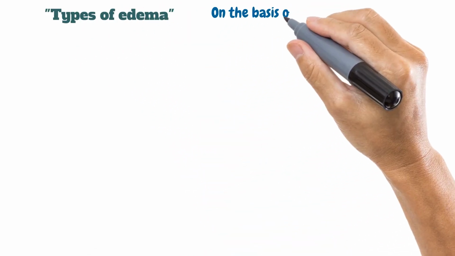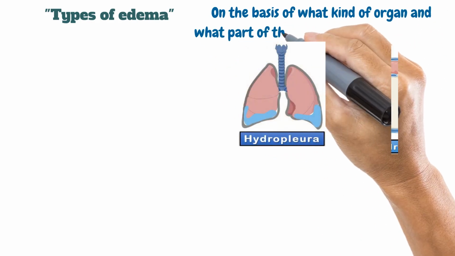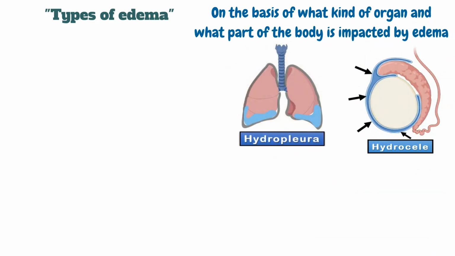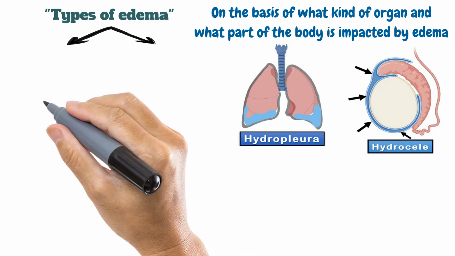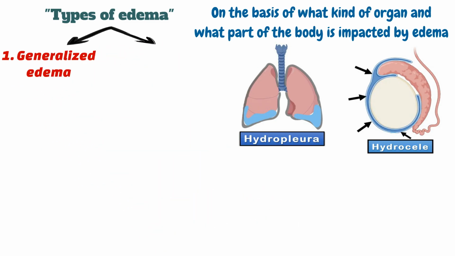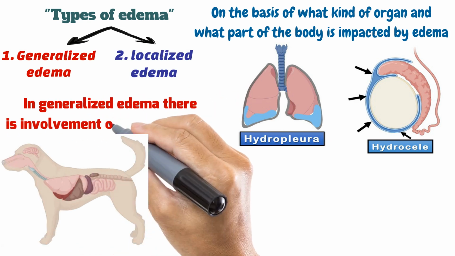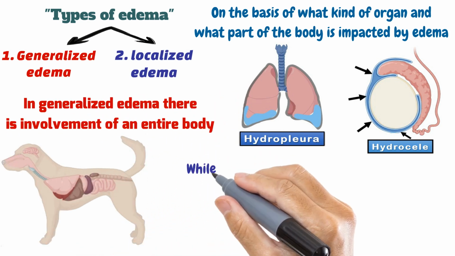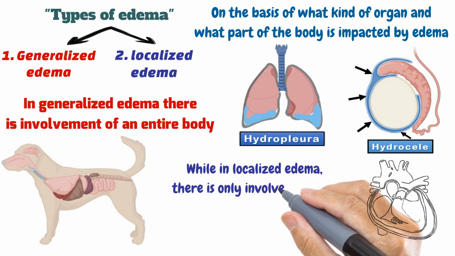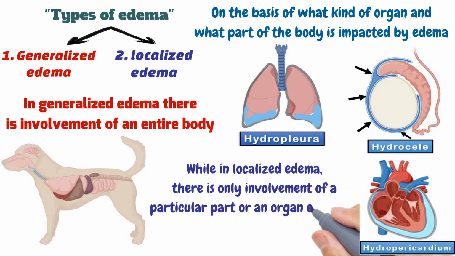On the basis of what kind of organ and what part of the body is impacted by edema, edema can be classified into two types. First one is generalized edema and second one is localized edema. In generalized edema, there is involvement of the entire body, while in localized edema, there is only involvement of a particular part or an organ of the body.